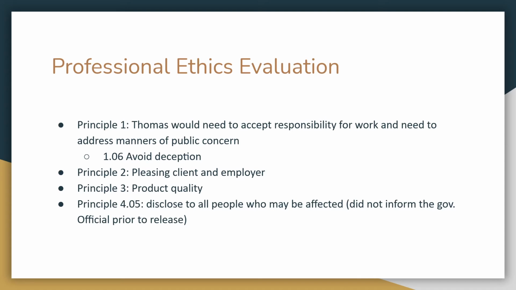The last principle we want to look at is principle 4.05. This principle talks about disclosing to all people who may be affected. In this scenario, neither Thomas nor the news network informed the government official prior to its release, which would ethically be wrong and dishonest. As a result, this evaluation is pretty split.